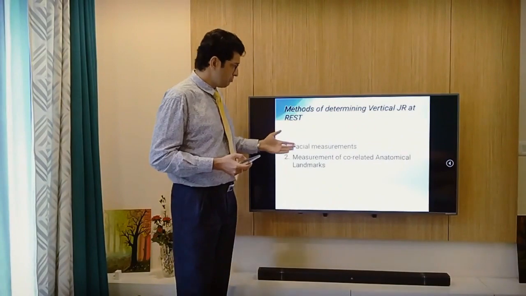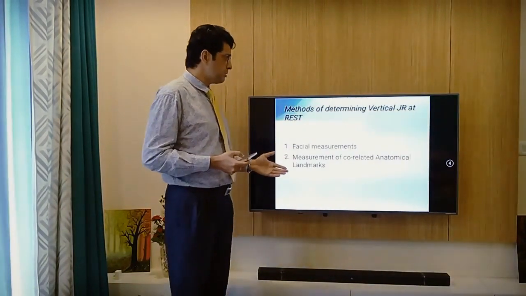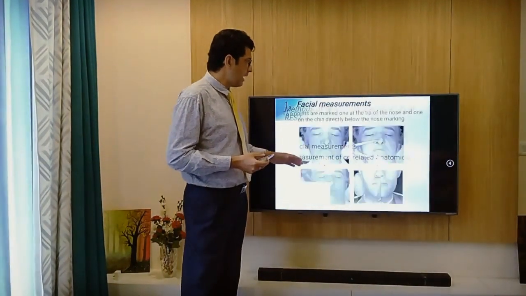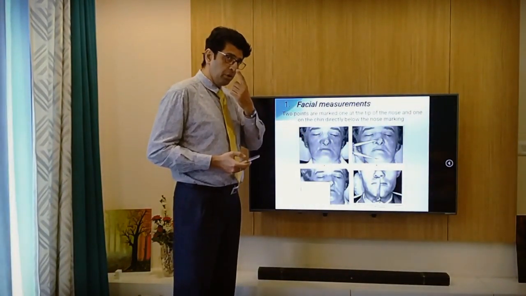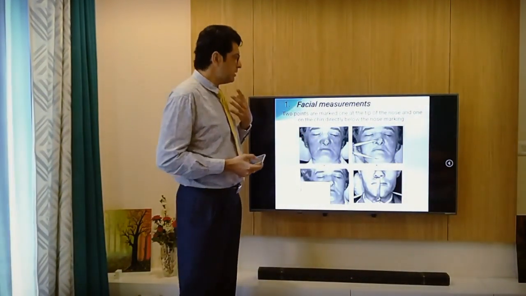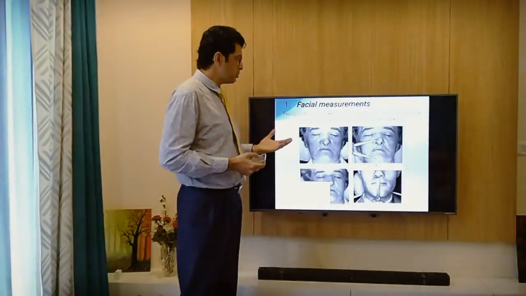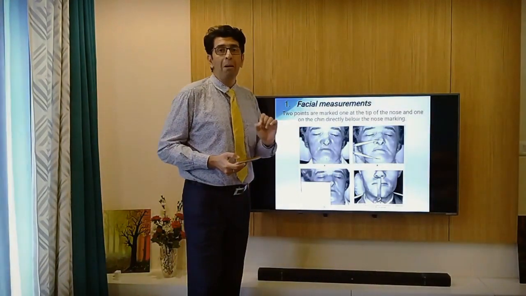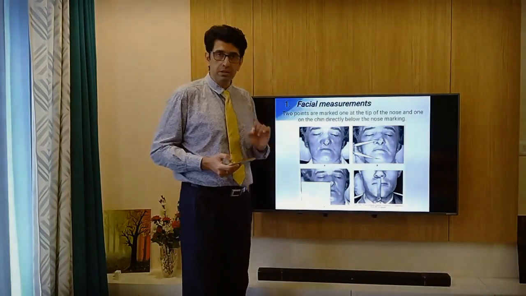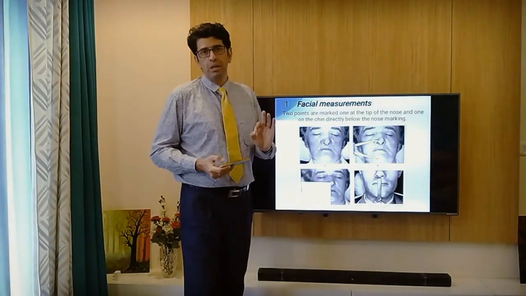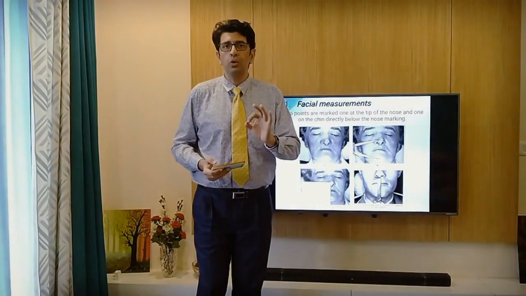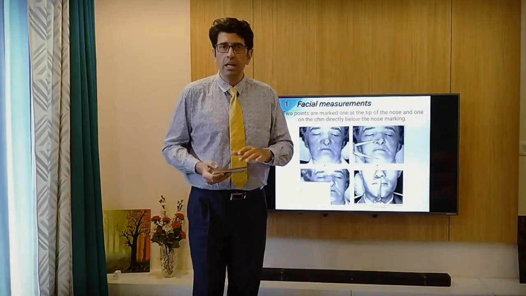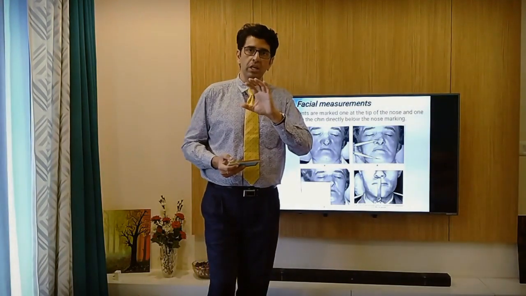Alright, so we use facial measurements or measurements of correlated anatomic landmarks. So we take the most prominent point on the nose and the most prominent point on the chin, and we make a small mark on the nose and on the chin. Please don't make a mark that's very big like the Indian bindi, because if it's that big, there's no way you are going to be able to get an accurate reading. Remember that your reading will change.